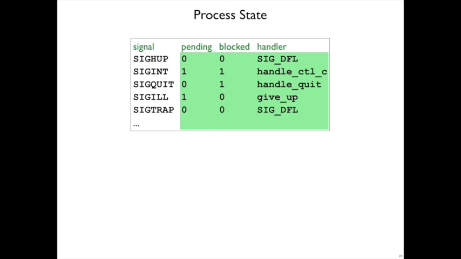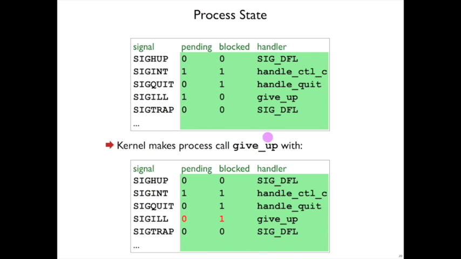It'll keep a table for each process, something like this: for each signal, whether it's currently pending, whether it's currently blocked, and what the handler is for that signal. If a process was in this particular state, you see there are two pending signals, SIGINT and SIGILL. SIGINT is blocked, so that can't be delivered, but SIGILL is not blocked. And so at some unspecified time, but probably quickly, the normal control flow of the program will be interrupted and the SIGILL handler will be called.